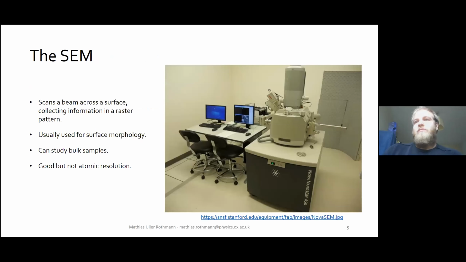So this is one type of microscope that many people will be familiar with. It's a scanning electron microscope. It's not going to be the main focus of the talk, but I do want to talk about it a bit because it's quite commonly used. In this case, you can see it's a tabletop microscope where you scan a beam across a surface in a raster pattern, and you collect information as the beam goes on. And typically you use it to look at just the morphology of something.